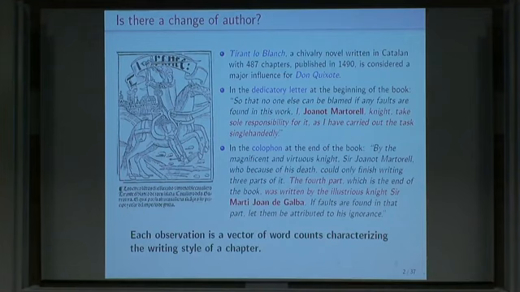So in this problem, in total it has 487 chapters. So we can test whether there is an abrupt change in the writing style along the chapters. Here, the index will be the chapter, and each observation is a vector of word counts characterizing the writing style of that chapter. For the details of this, I will talk about more when I come back to this problem later.